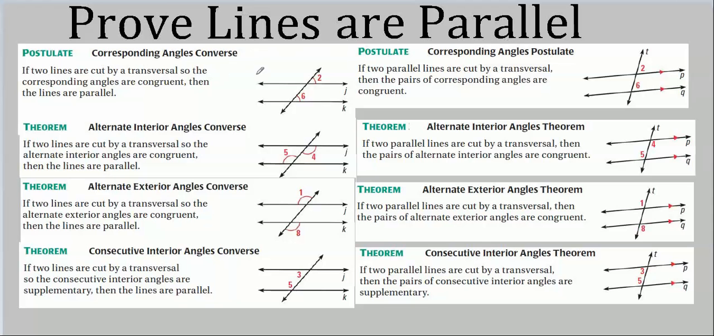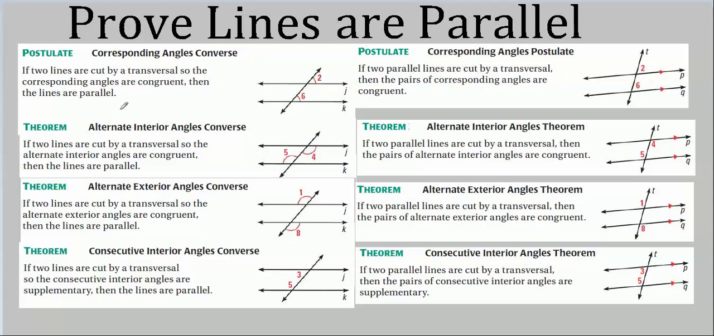Remember what the converse is? That's when you switch the hypothesis and the conclusion. And that's exactly what we're doing here. Over here, two parallel lines cut by a transversal: the corresponding angles that we create when we do that are congruent. Over here, if the lines are cut by a transversal and the corresponding angles that we create are congruent, then the two lines must be parallel, or just are parallel.